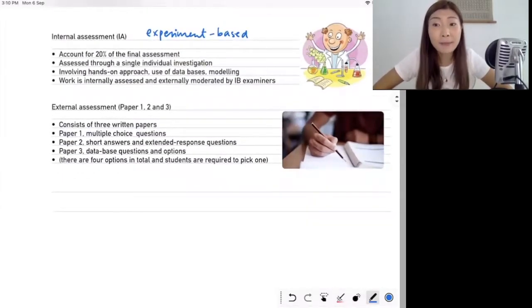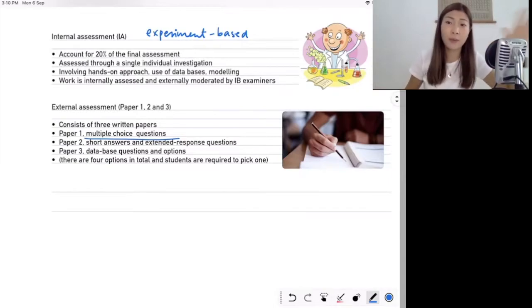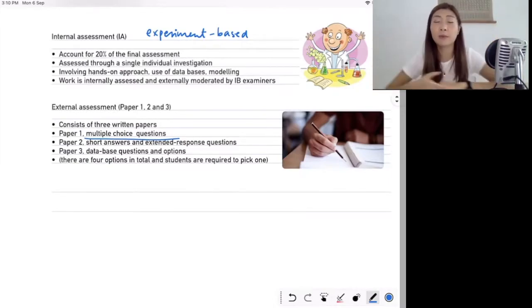There are 3 papers that students have to do. They're paper 1, 2, and 3. Paper 1 is a multiple choice paper. For higher level, that will be 40 questions, and for standard level, there will be 30 questions in total. All the questions are arranged according to the topic. So question 1 is related to topic 1, and the last question of the paper will be the very last topic that you learned in the syllabus.